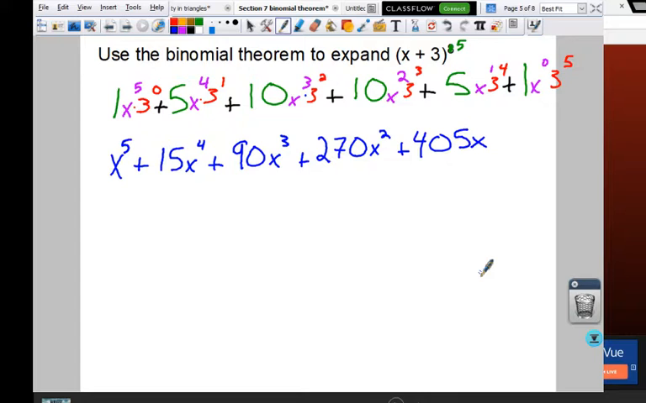Alright, on the next one, I have 1 times x to the 0. What's x to the 0? It's 1, but we don't count it. Anything to the 0 is always 1. Always. I don't care what it is. So I have 1 times 3 to the 5th. What's 3 to the 5th? I don't know. 243.